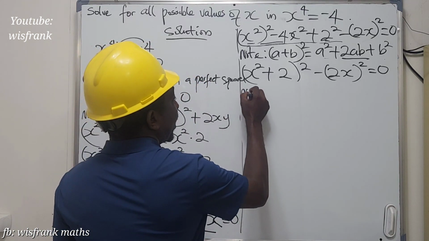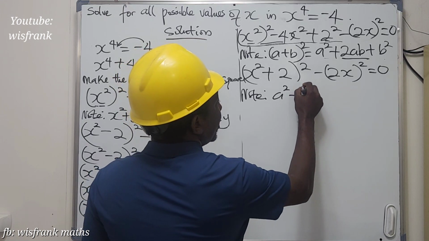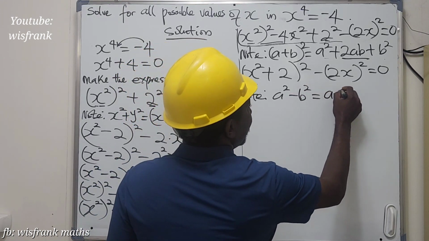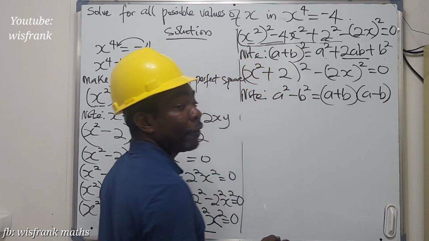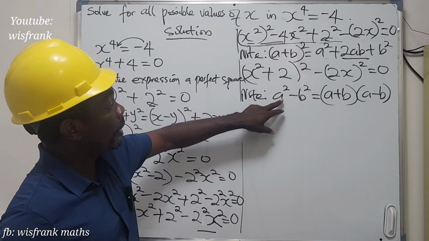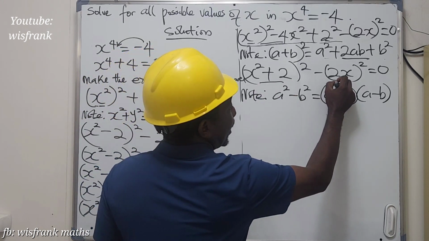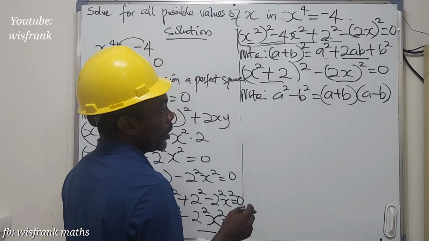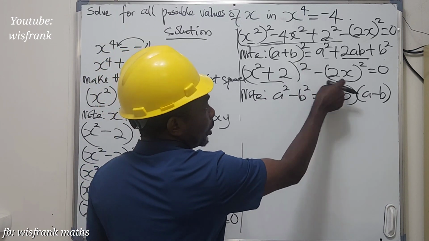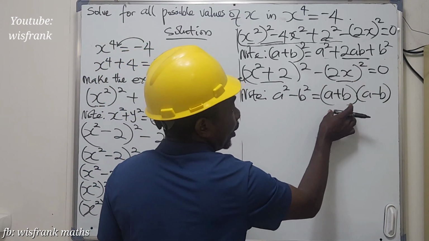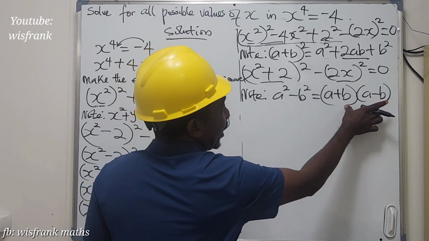We recall that a^2 - b^2 equals (a + b)(a - b). That is the difference of two squares. In this case, the whole of here is our a, and inside this parenthesis is our b. That means this is a^2 - b^2, which gives us this. So this is this format, and we are going to represent this in this format.